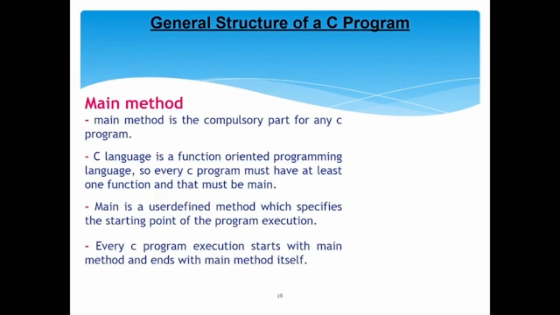And the main method. This is very important. The main method is the compulsory part for any C program. You might forget anything, but you must not forget writing this main method. As I said, C is a function-oriented programming language, so it must have at least one function, one main function, to execute the program. And main is a user-defined method which specifies the starting point of the program execution. And remember, every C program execution starts with the main method and ends with the main method itself.